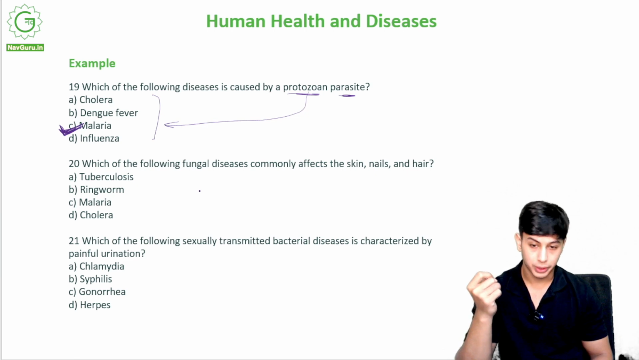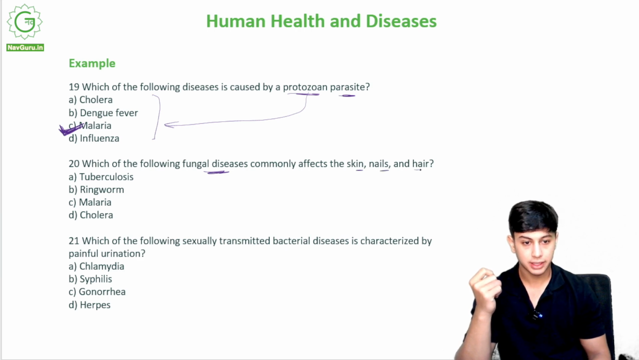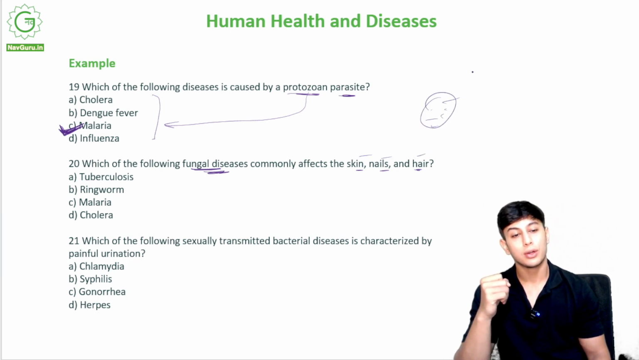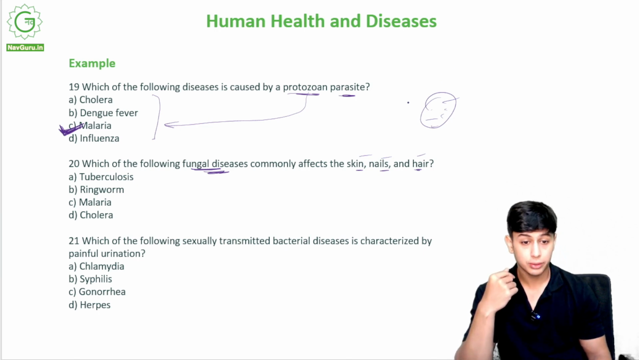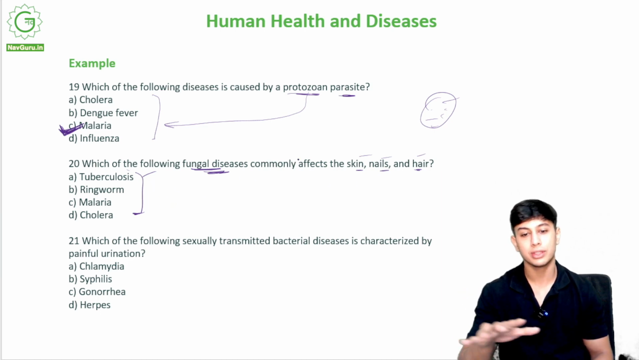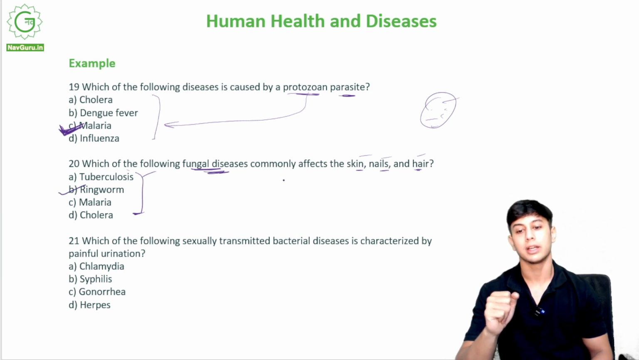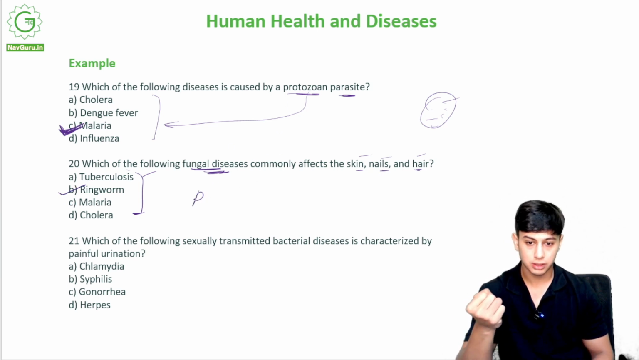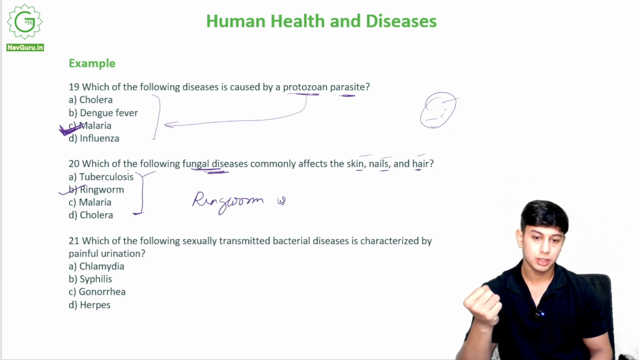Now, which of the following fungal diseases commonly affects the skin, the nails, the hair? It is a fungal disease, okay? It affects the skin, nails and hair. Alright, you will get patches all over your skin, all over your hair, okay, all over your nails. Is it tuberculosis? Is it ringworm? Is it malaria? Is it cholera? Out of these, which one is a fungal disease? Alright, if you can spot a fungal disease, that would give you the answer. It is B, ringworm. Ringworm is a fungal disease.